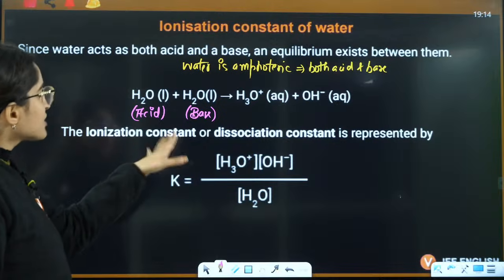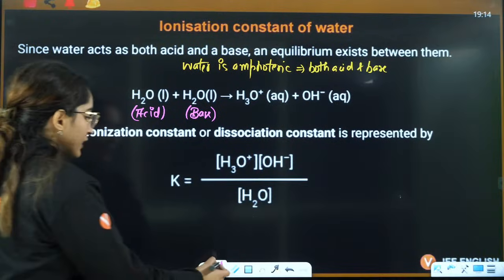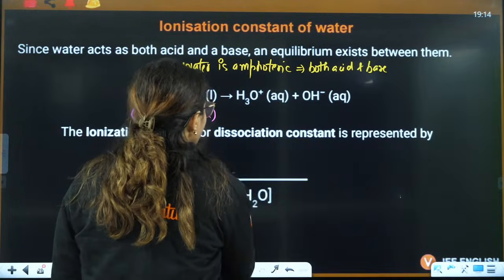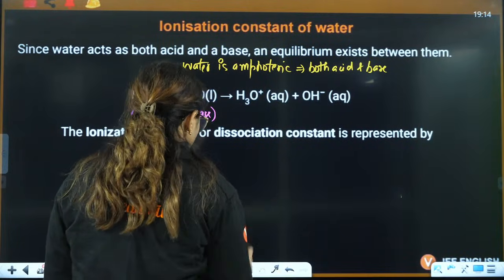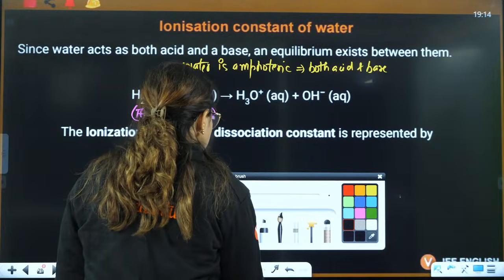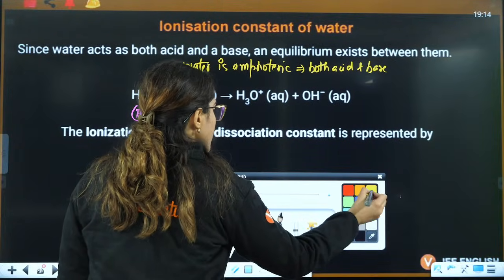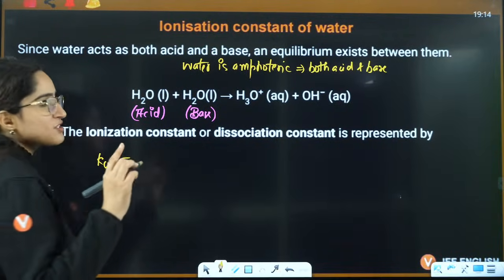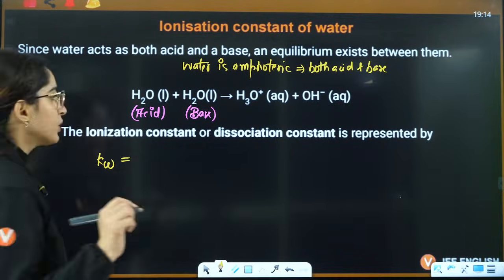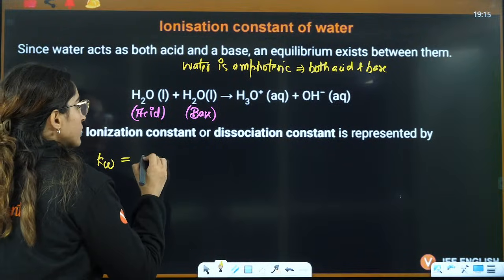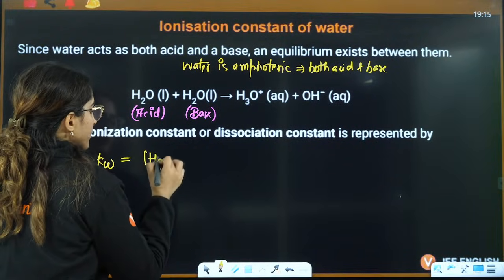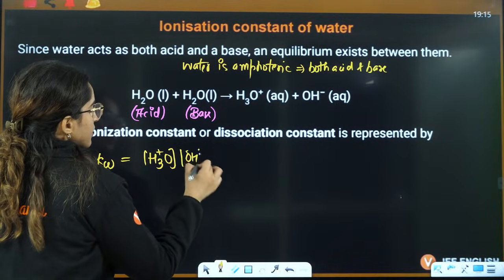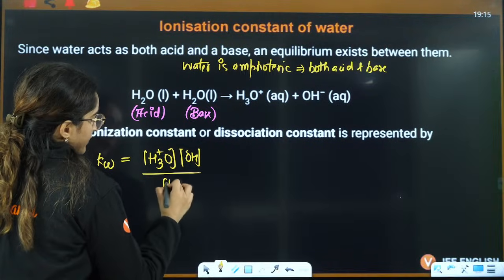The ionization constant, if you write here, will be what? Tell me, how do you write the ionization constant? You write it like this, right? You say, ma'am, Kw. This is called the ionization constant, represented by Kw, right? That is equal to the product divided by the reactants.